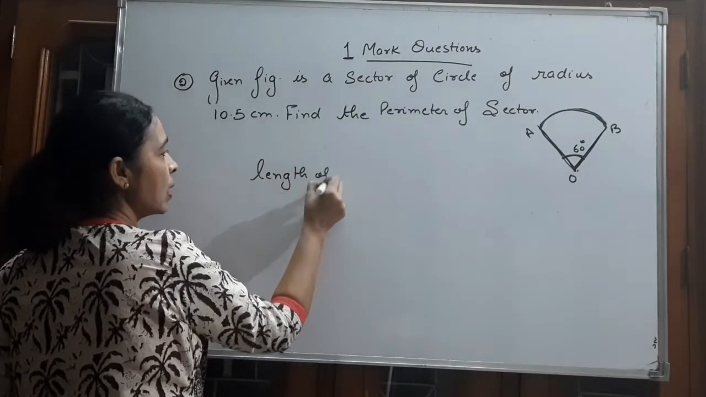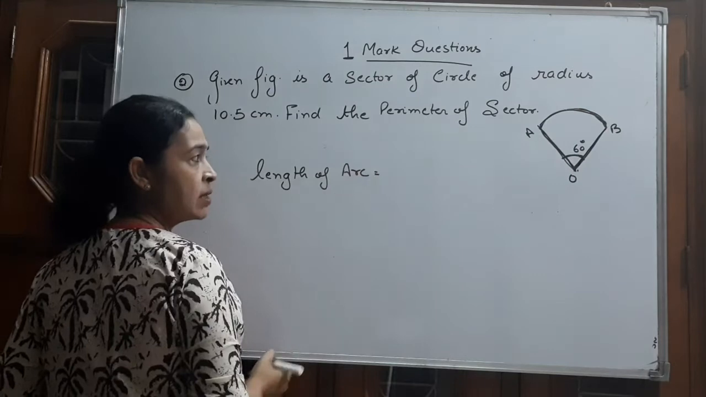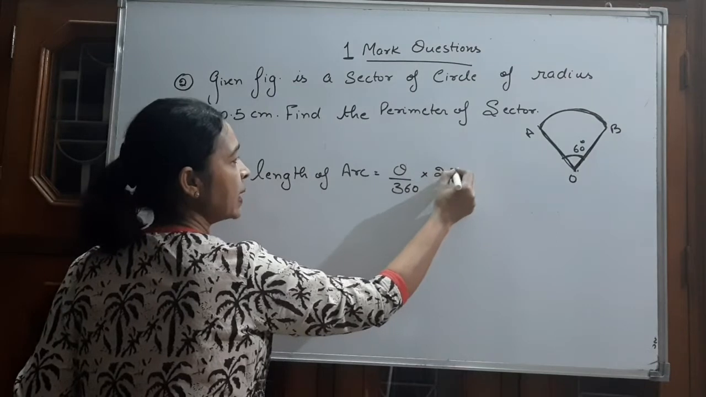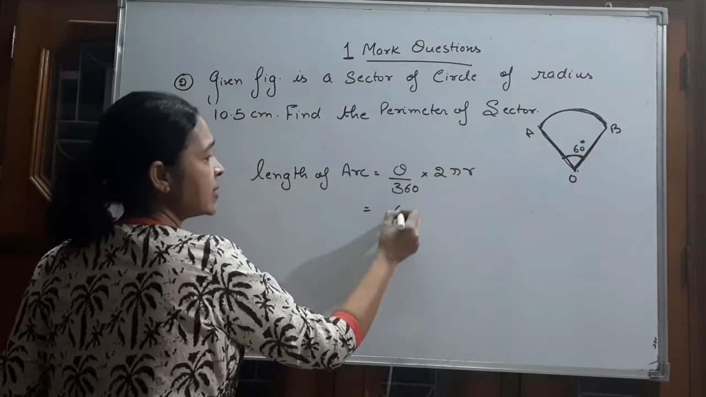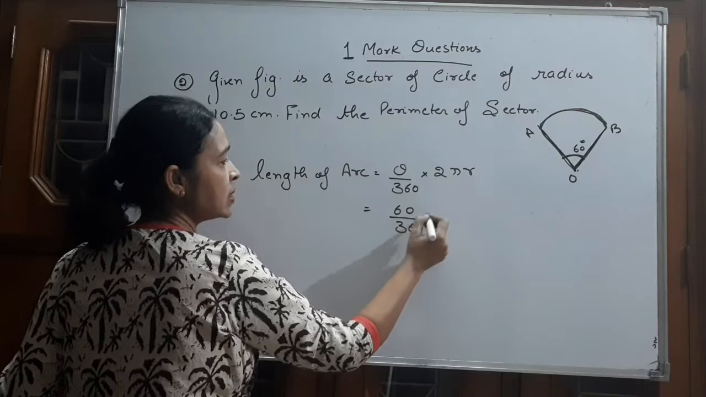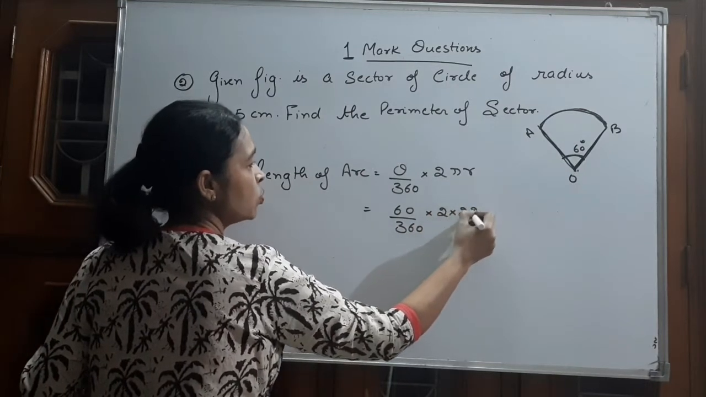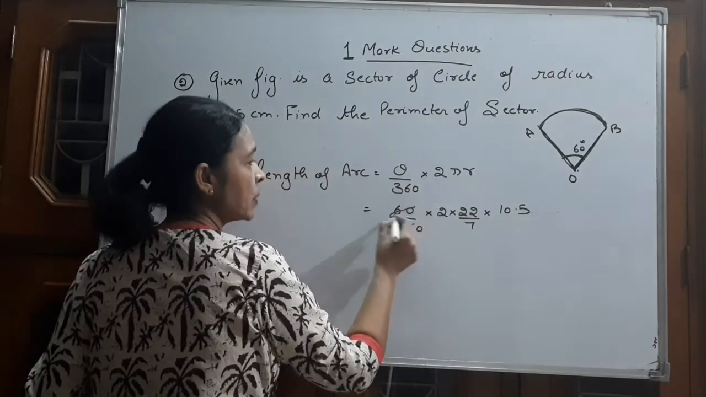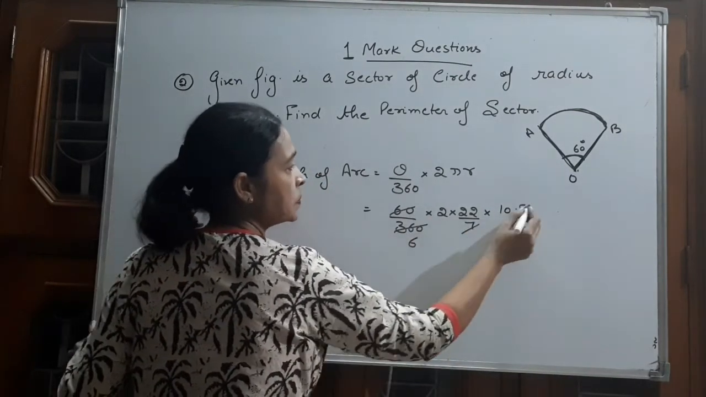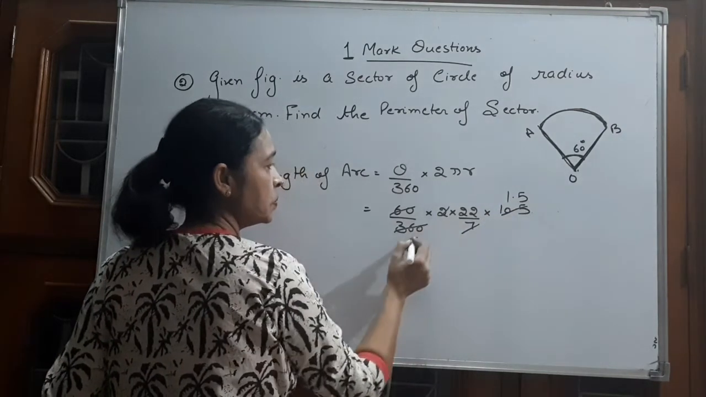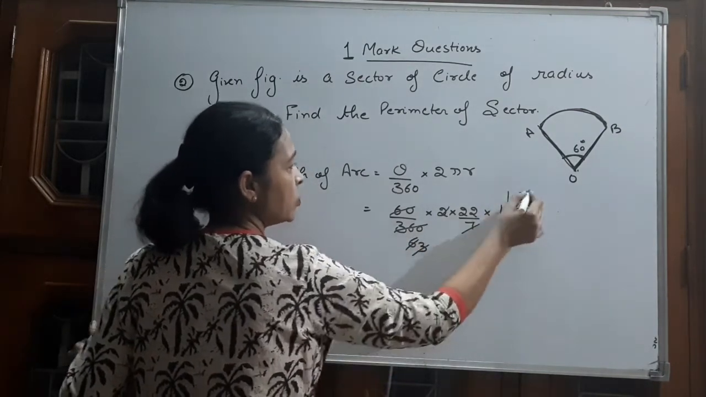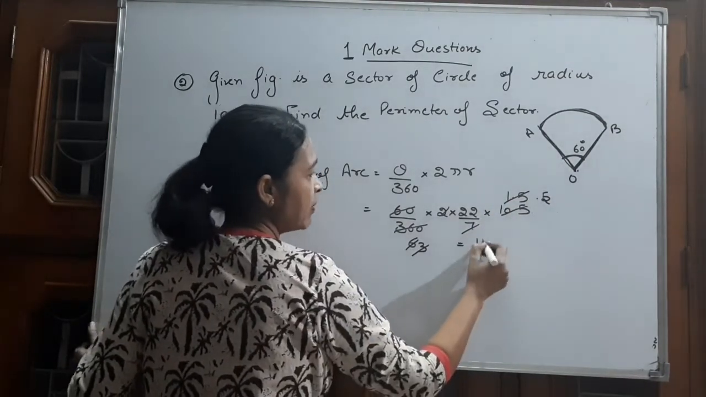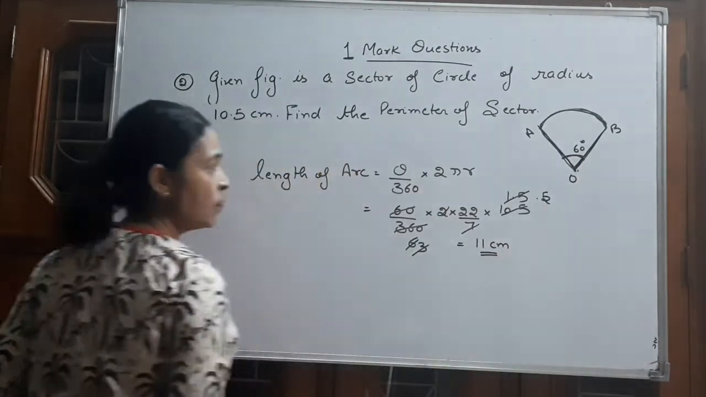Length of arc will be, what is the formula of finding the length? Theta upon 360 into 2 pi r. Theta is 60 degrees. 60 upon 360 into 2 into 22 by 7 into radius 10.5. 6 sixes are 36, 1.5, 2 threes are 6, and 3 times 2.5. 22 into 0.5, 11 centimeters is the length of the arc.